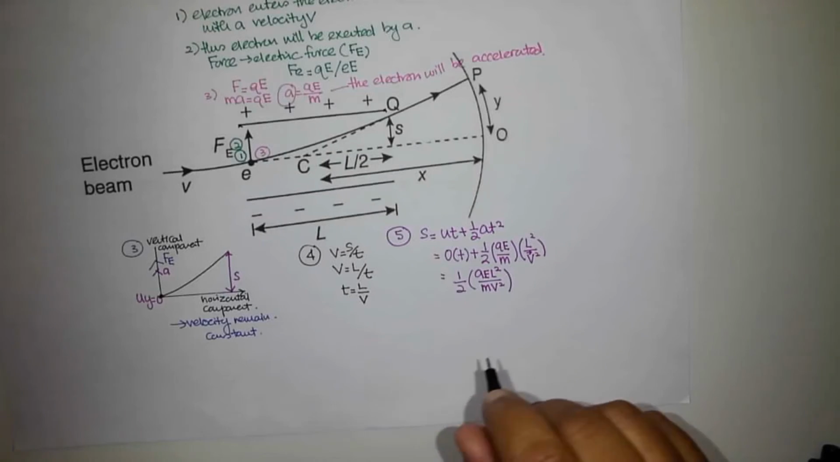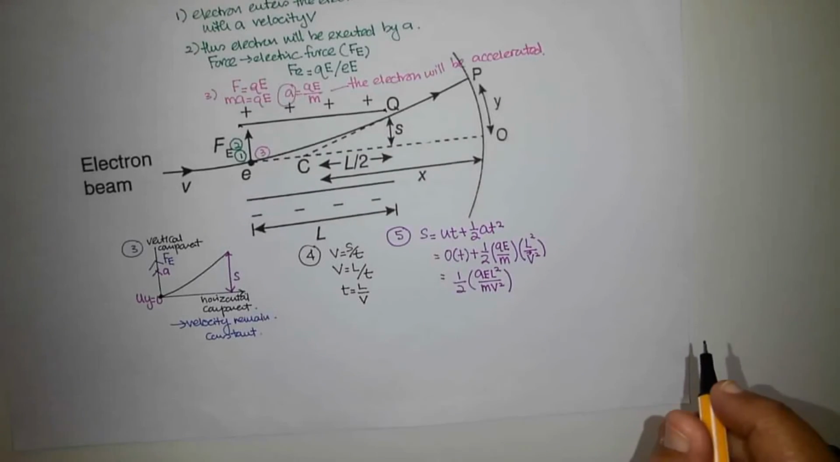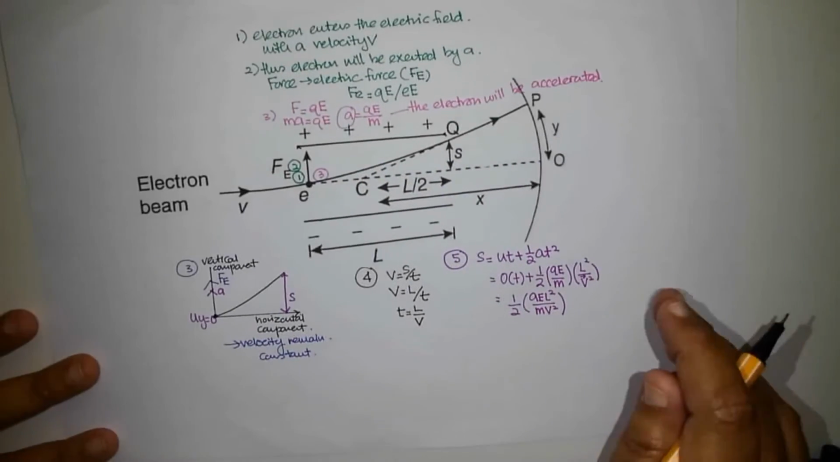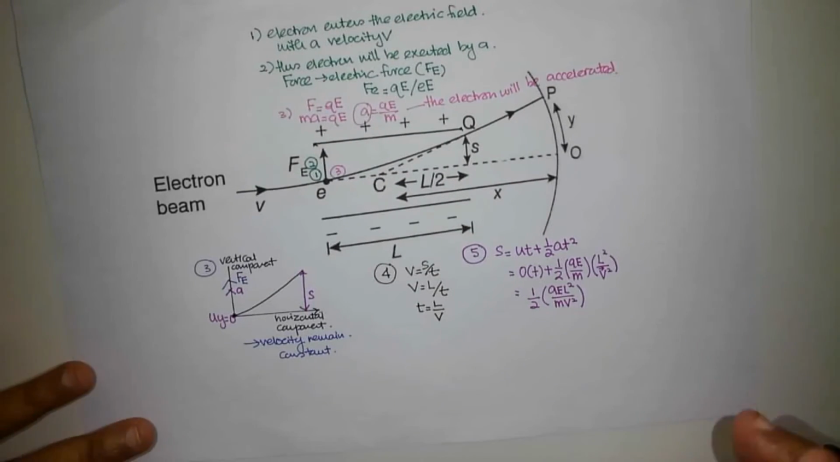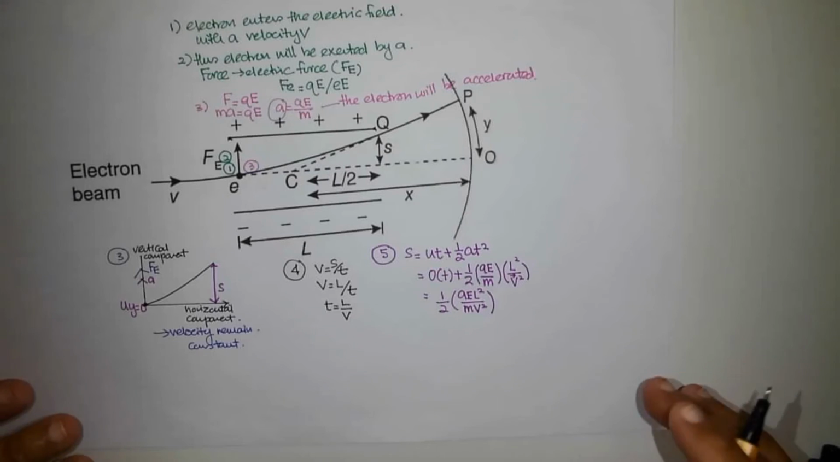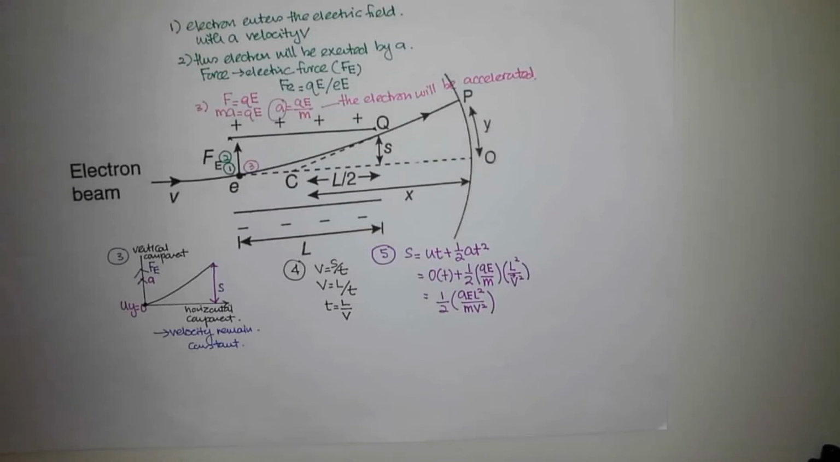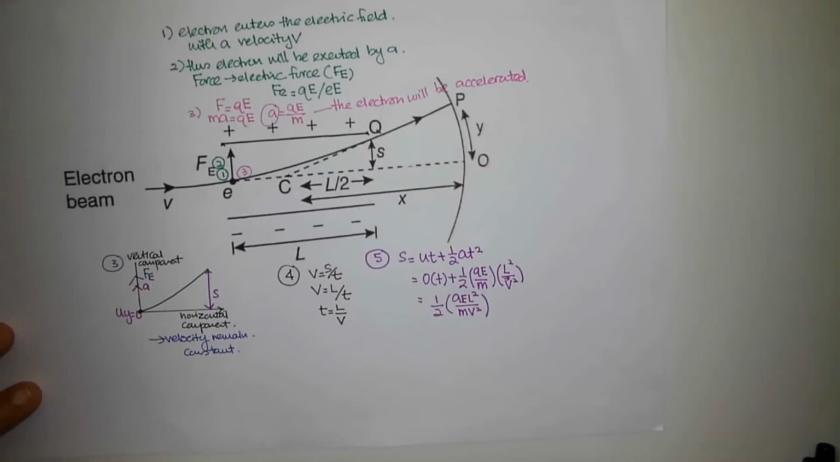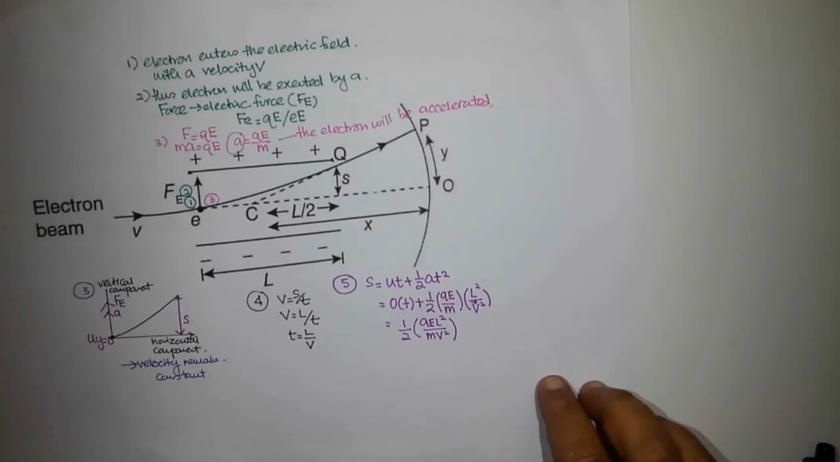Alright, okay, so that is the velocity of the electron. Okay, now next, number 6, point number 6. So let me take another color pen. Point number 6. Alright, let me see what color can I use. Point number 6.